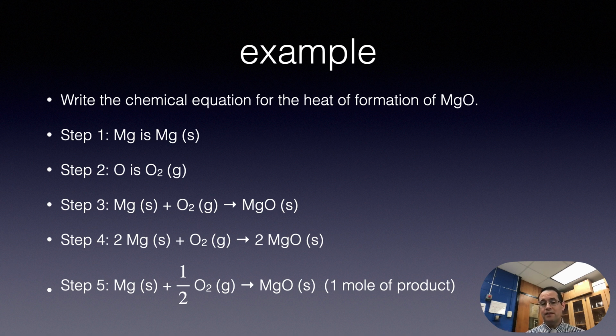And we have all of the states in there. And then you want to balance the chemical reaction. But remember that since here in step 5, we want to divide all the coefficients by 2 because the heat of formation is defined for 1 mole of product. So in step 4, we have a balanced chemical equation that shows 2 moles of magnesium oxide. Divide everything by 2, and that is the chemical reaction that would describe the formation of 1 mole of product. And that's basically it, okay?